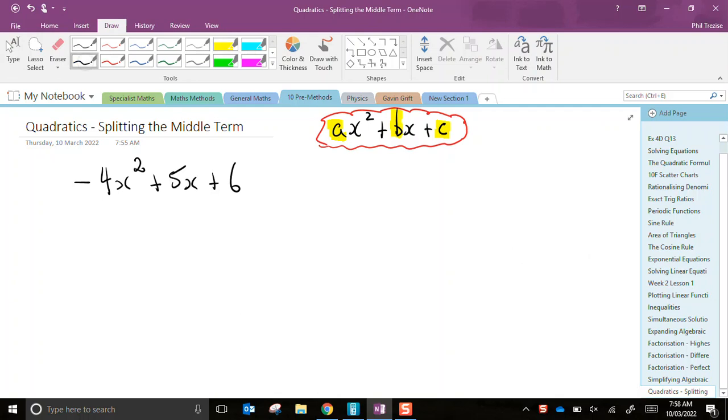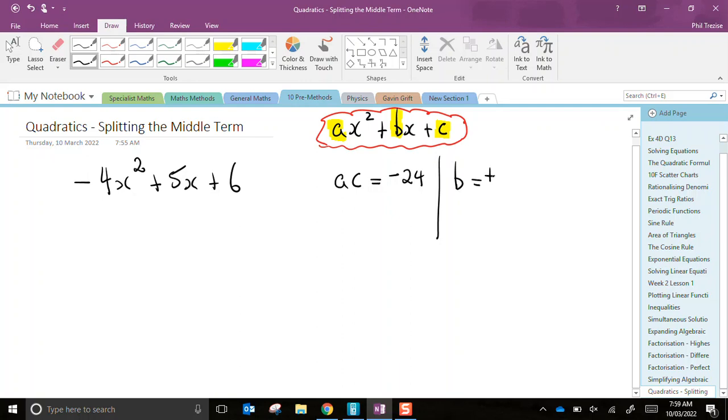Now, in order to factorise one like this, the first thing we note is that a does not equal positive 1, a equals negative 4. There's no common factor that we could take between negative 4, 5 and 6. We can't simplify by a common factor. So we have to use this new method, split the middle term. Now, as always, we begin by thinking about the product a times c. Negative 4 by 6 is negative 24. And we consider the value of b.